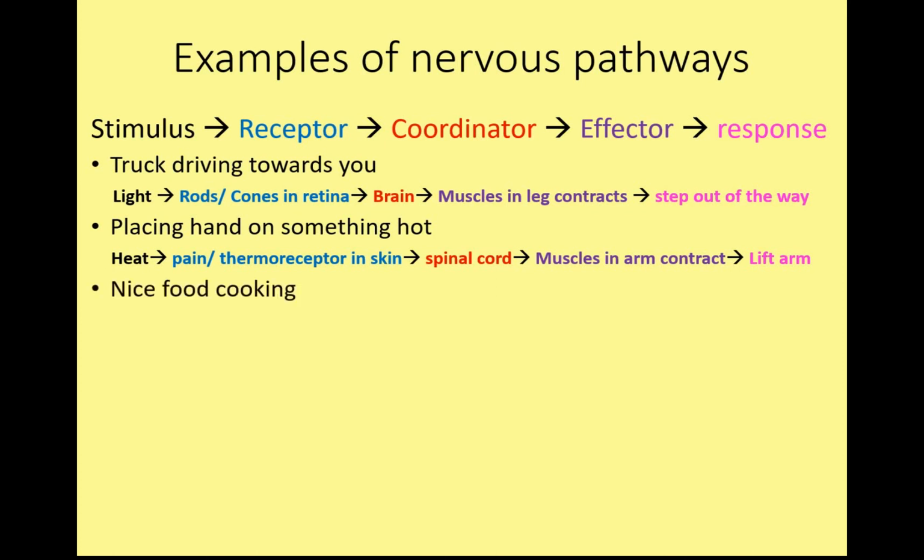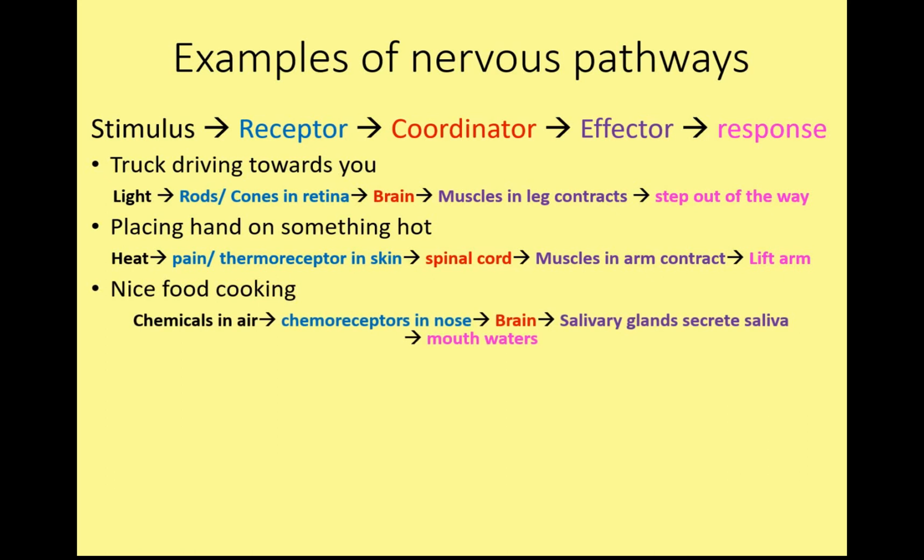Lovely food cooking. When food is cooking, so you think about frying food or baking food, what you're releasing is chemicals into the air. So you have chemoreceptors in your nose that would detect that. They go to your brain, and it would probably cause your salivary glands to secrete saliva so that your mouth starts to water. It could also stimulate your stomach to start producing digestive enzymes like proteases and stomach acid as well.